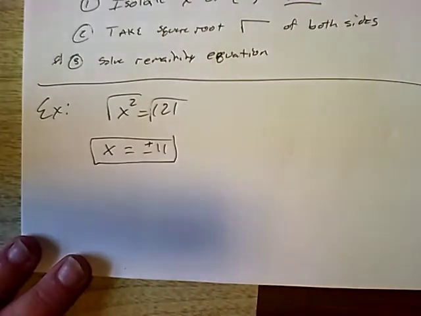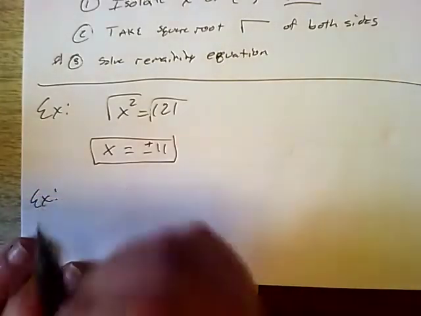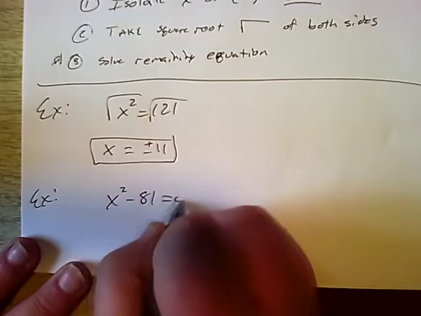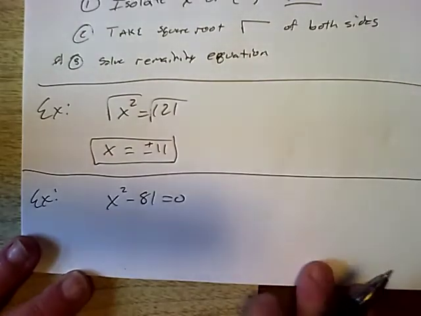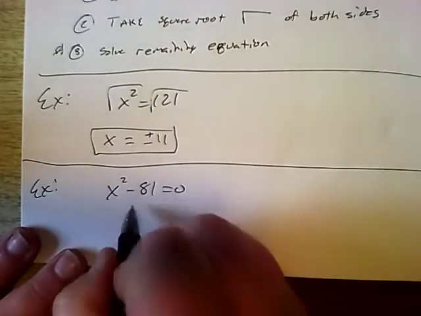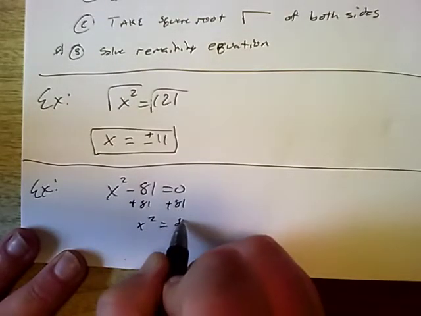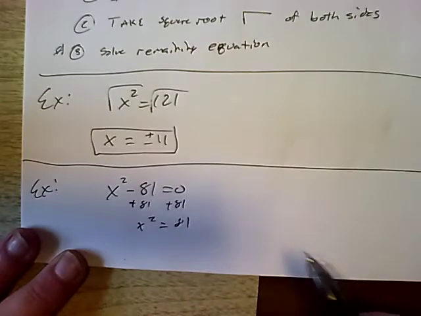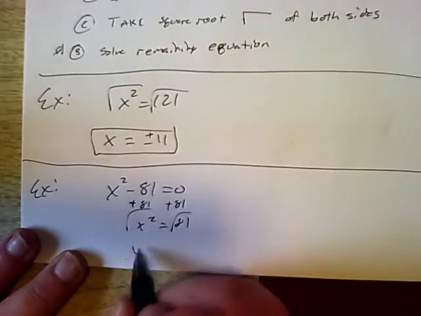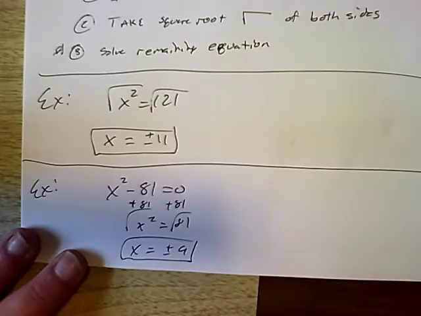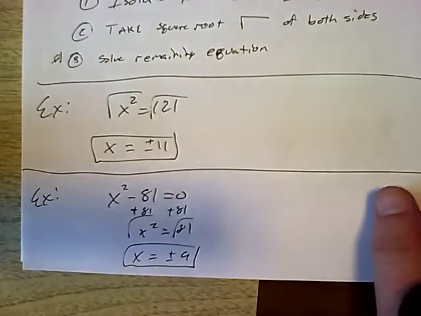All right, let's try another one here. I have x squared minus 81 equals 0. Well, the first thing I want to do is add the 81 to both sides. So I get x squared equals 81. Now I can take the square roots, and x will give me plus or minus 9. Okay. So far, so good.